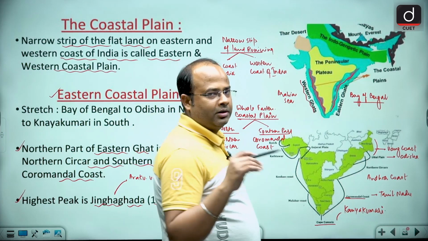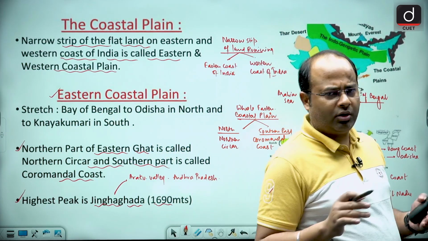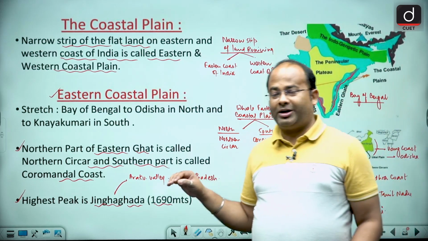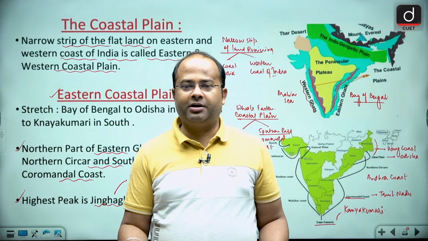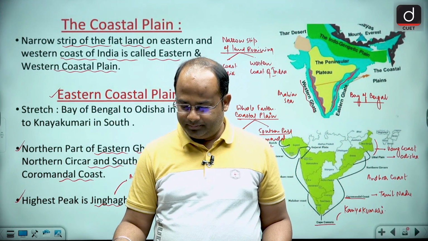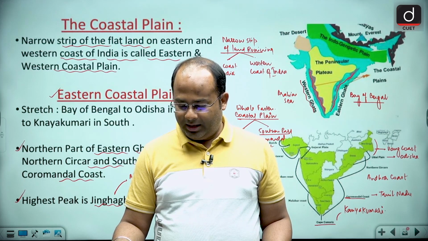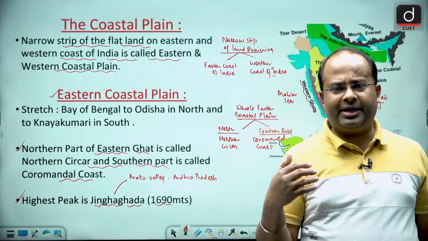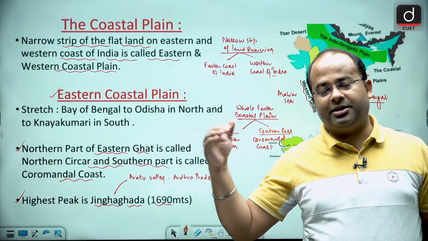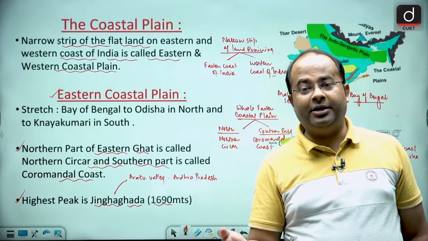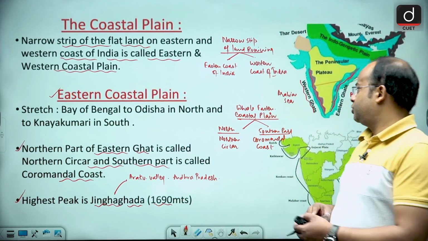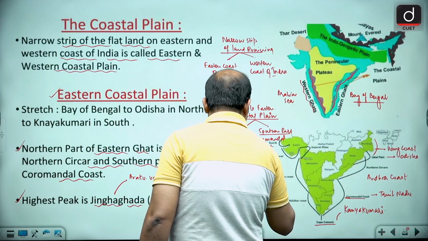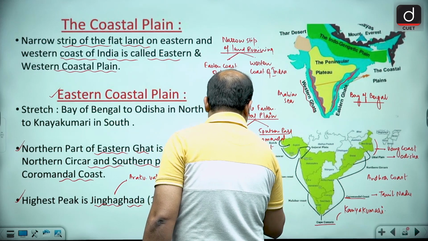But there is one thing that I have found in some of the books, although it is not correct. Some of the books, you will see, also write Mahendragiri. So if you ask which is the highest peak of the Eastern Ghat, they will answer Mahendragiri. But Mahendragiri is not, because it is around 1501 meters, and it is located in the Gajapati district of Odisha.